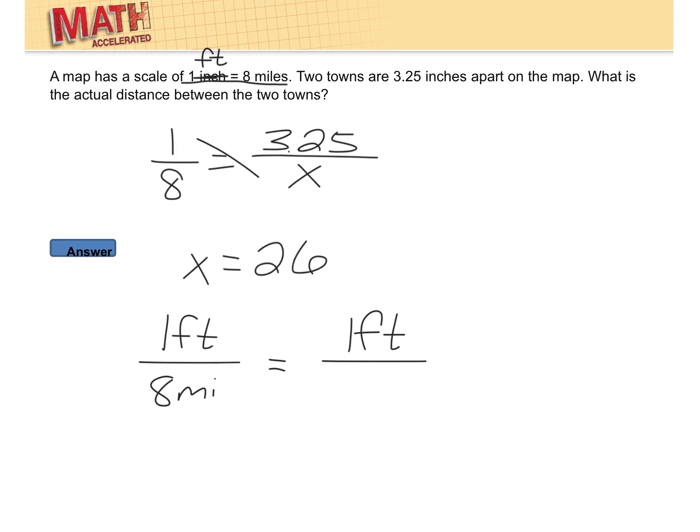What do I do with the 8 miles? Multiply it by 5,280 feet. So 5,280 feet times 8 gives us 42,240 feet. So the model has 1 foot. The actual size is 42,240 feet. Okay, these are all showing us the difference between the models and the actual size. Any questions on scale factors and scales? Miles and feet. Okay.